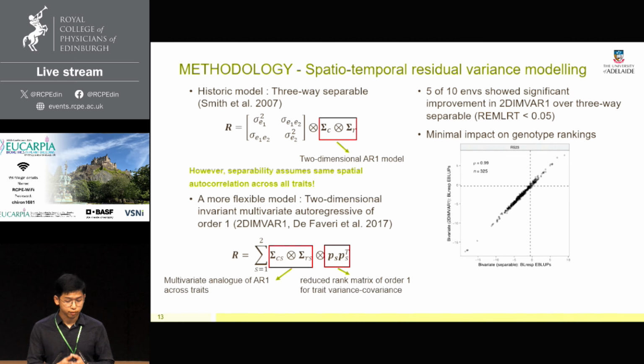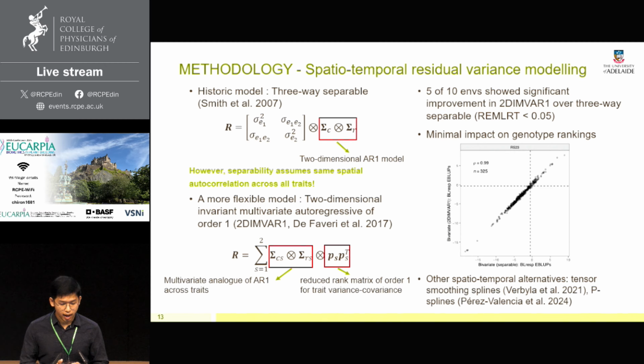However, in this case, for our data set, we found that there was minimal impact on genotype rankings, so ultimately that wouldn't significantly affect the varietal selection decisions. And I've also included some other spatio-temporal variance modeling alternatives that include the tensor smoothing splines and also the P-splines that Maria spoke about earlier.